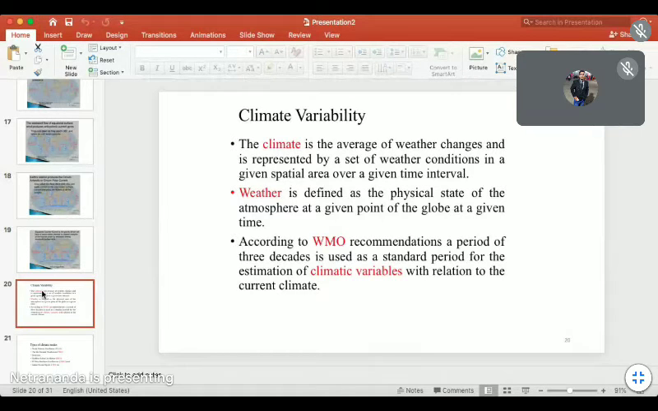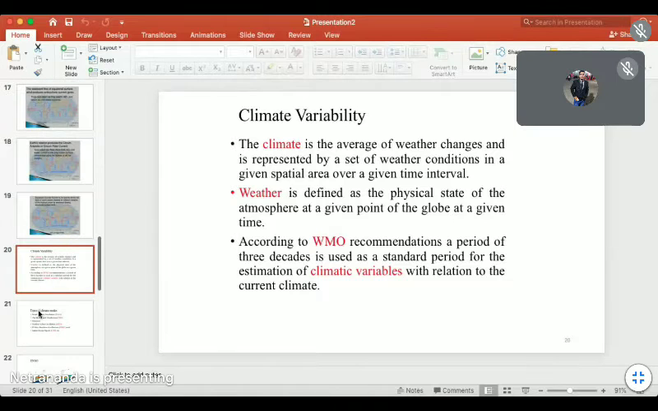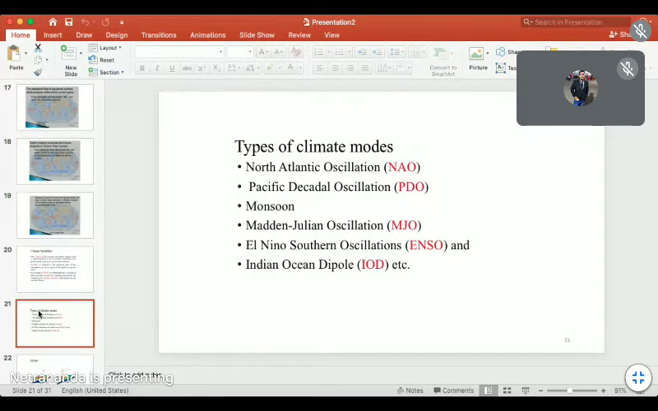The climate, as you know, is the average weather conditions, and weather is defined as the physical state of the atmosphere at a given point of time on the globe. And according to the World Meteorological Organization's recommendation, a period of 3 decades is the standard period of estimation. After that, we can say climate variability or climate change is happening. See, what is the sea surface temperature? And this sea surface temperature warming has influenced different types of climate variability modes.